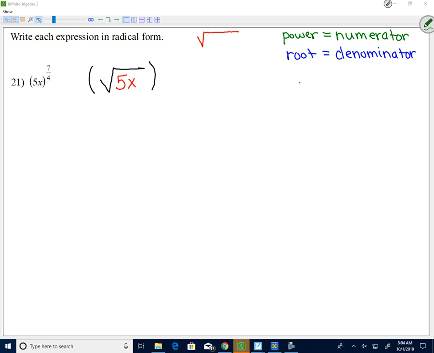My power is what the numerator was. So this says I'm taking it to the 7th power. My root is whatever number the denominator was. This is saying I'm taking the 4th root. So I have to put a little 4 in there. So now I have created an equivalent expression.